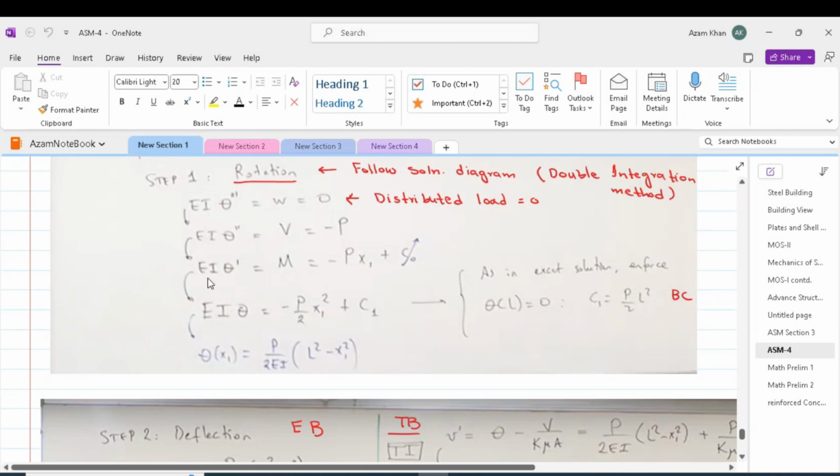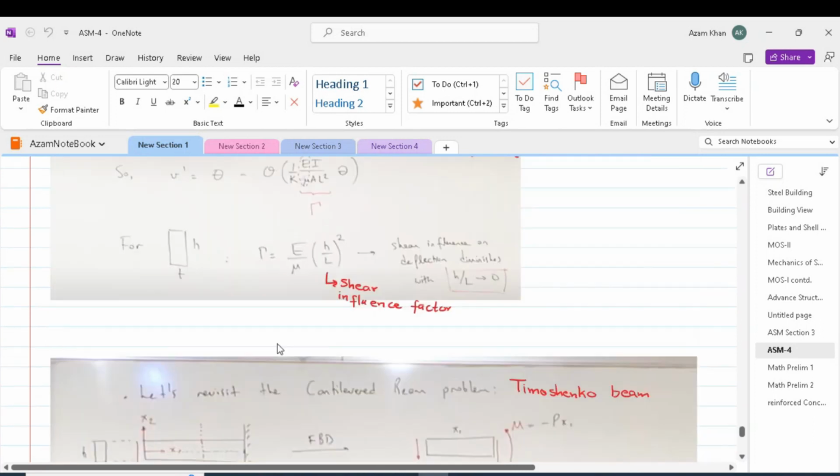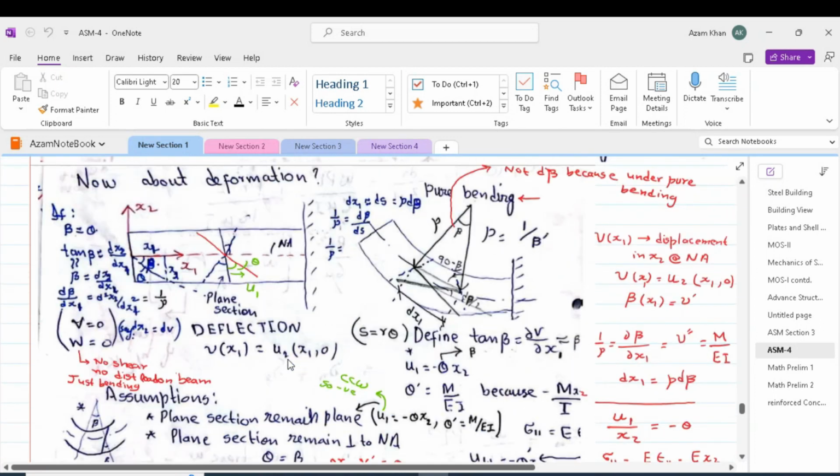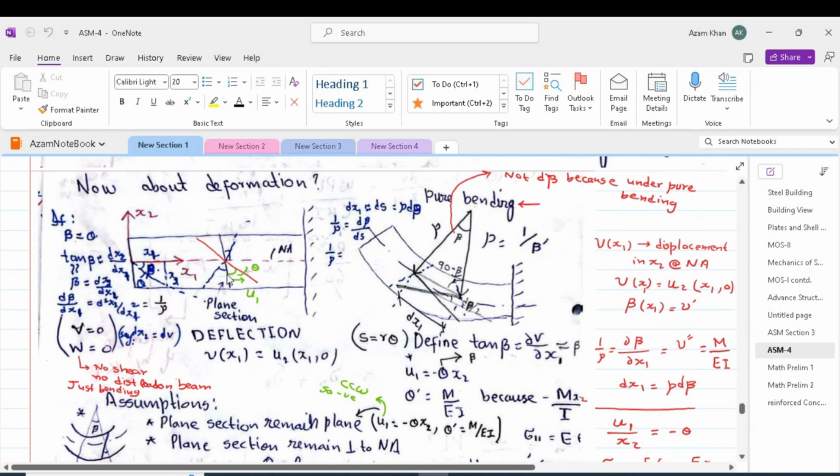We can integrate this equation once more and we will get, in terms of rotation, EI theta is equal to minus P by 2 x1 square plus C1. Please remember that as per our previous discussion, theta was actually the orientation of the vertical fiber and beta was the angle subtended between 2 points on the elastic curve.